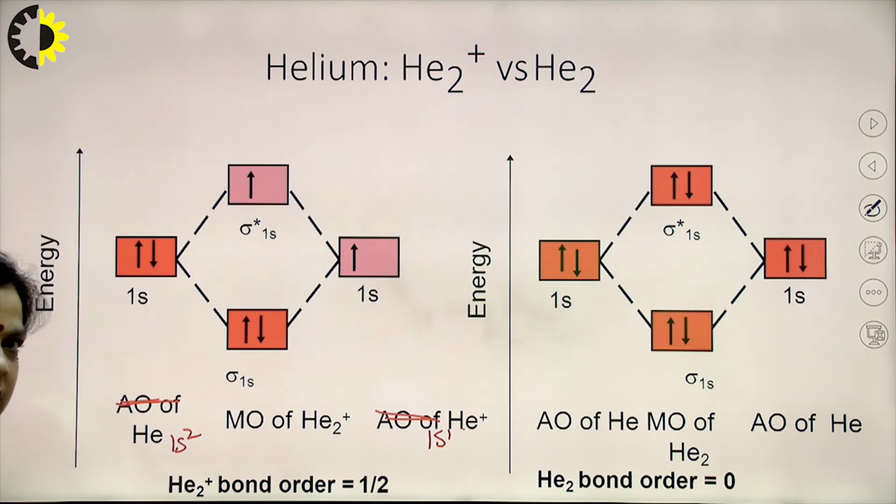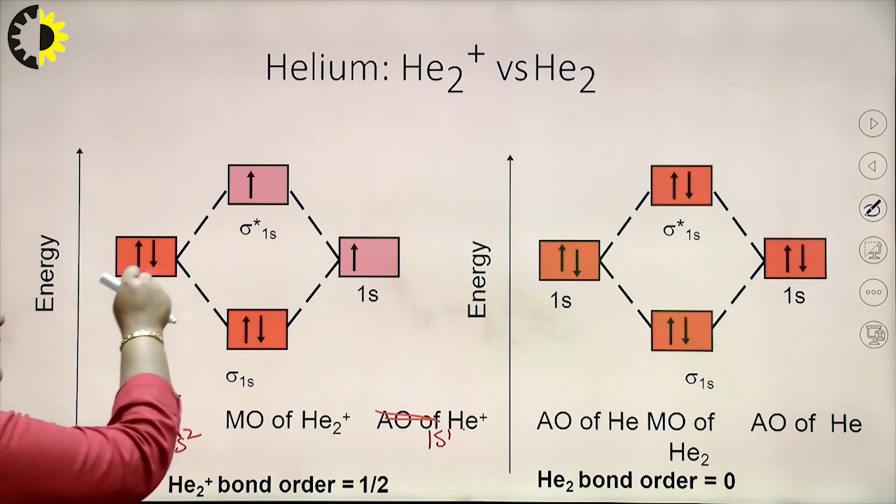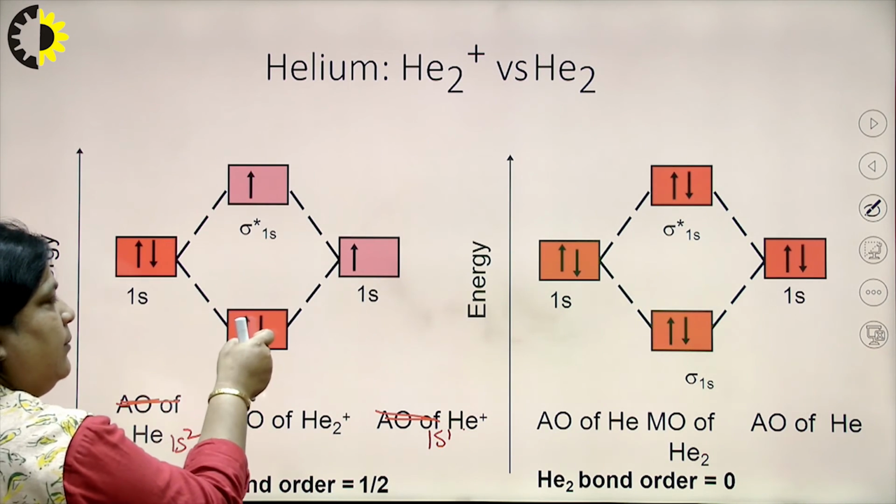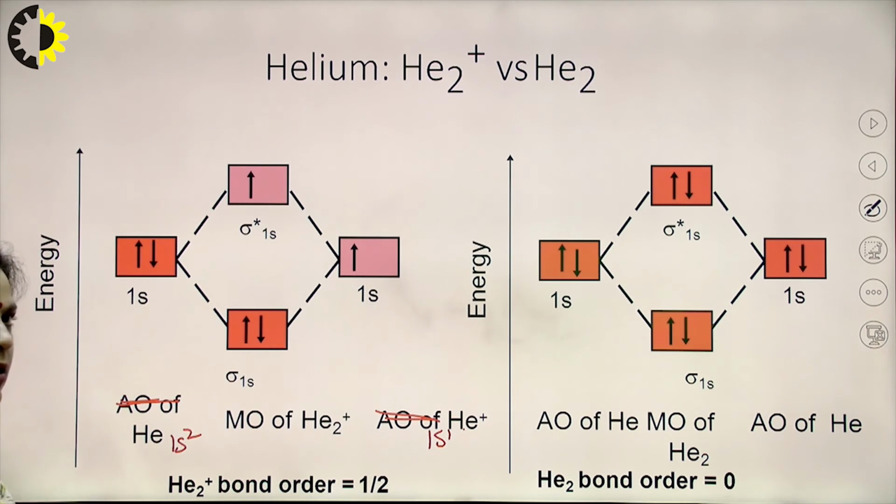How many electrons do we have to fill in the molecular orbitals? Again 3. So, 2 will be in bonding and 1 will be in anti-bonding. The configuration will be the same as H2 minus, that is sigma 1s2 and sigma star 1s1. So, the bond order is again the same as H2 minus, 1 by 2.